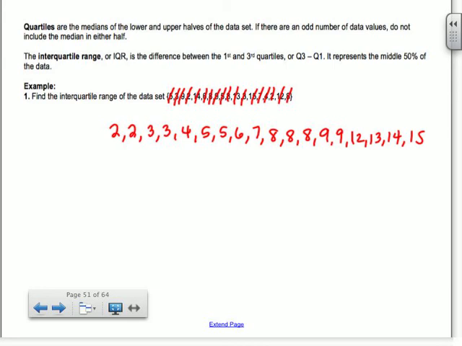Okay, so let's count how many numbers we have on the list. 1, 2, 3, 4, 5, 6, 7, 8, 9, 10, 11, 12, 13, 14, 15, 16, 17, 18. We have 18 numbers, so we're going to divide it into 9 numbers and 9 numbers. If there had been 19 numbers, you just leave that middle number out, so you don't include it in either one. So 1, 2, 3, 4, 5, 6, 7, 8, 9. We've now divided the numbers.